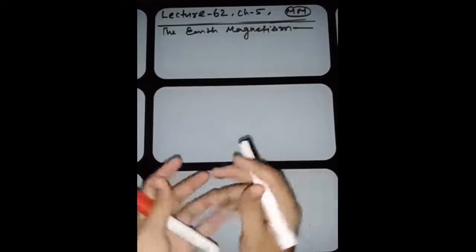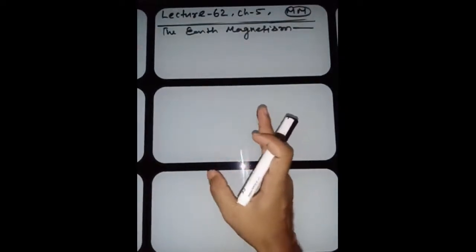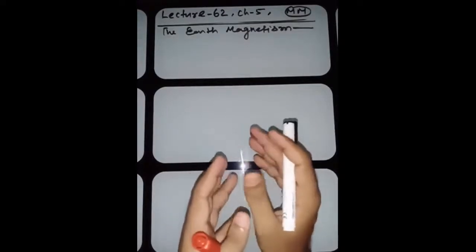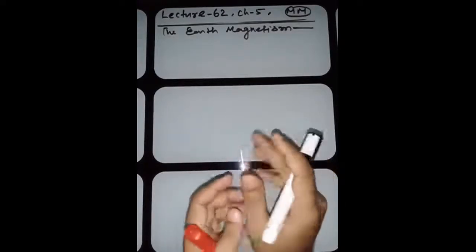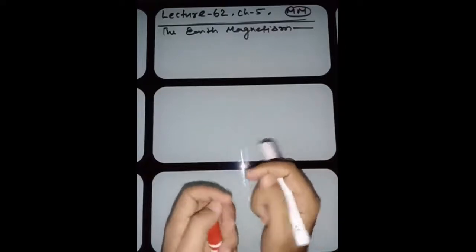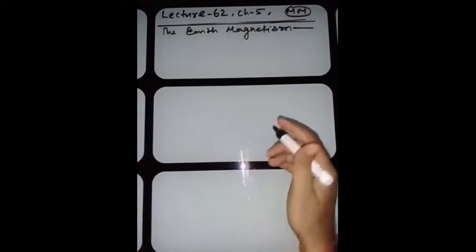The axis of the dipole does not coincide with the axis of rotation of the Earth. You can say it is presently tilted by some angle. What will happen in the future we don't know, but till now it was found that it is tilted by 11.3 degrees. Now we'll try to understand the quantities by this diagram.